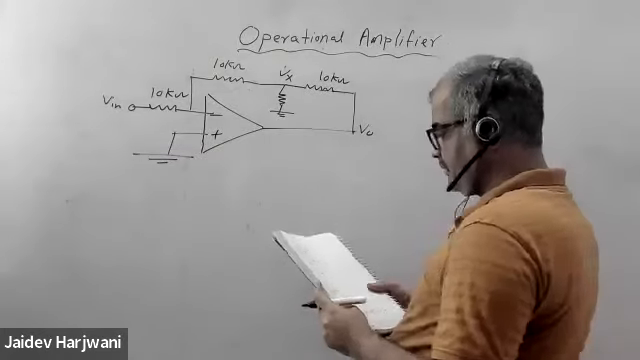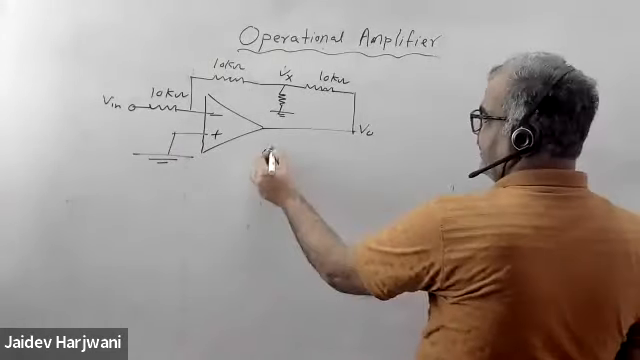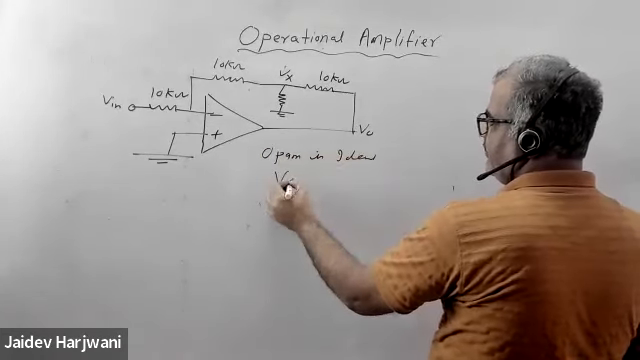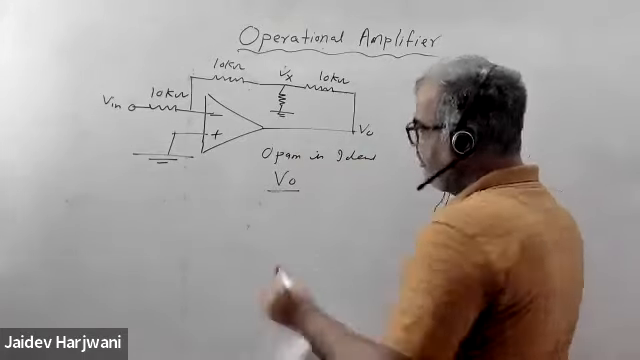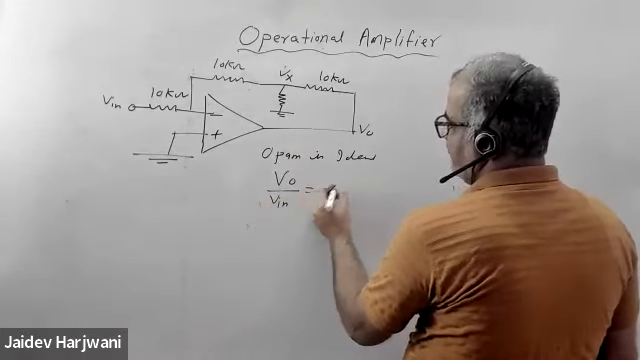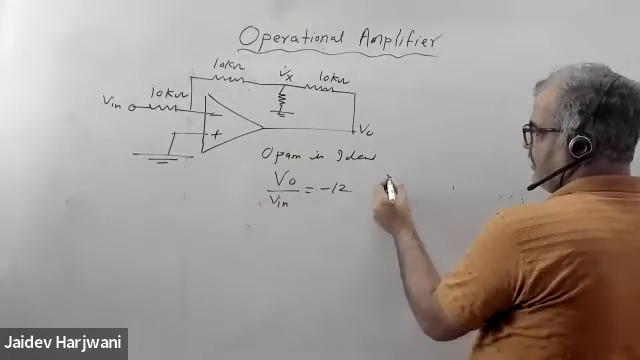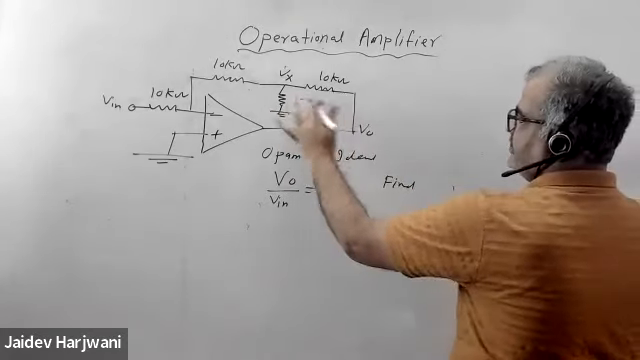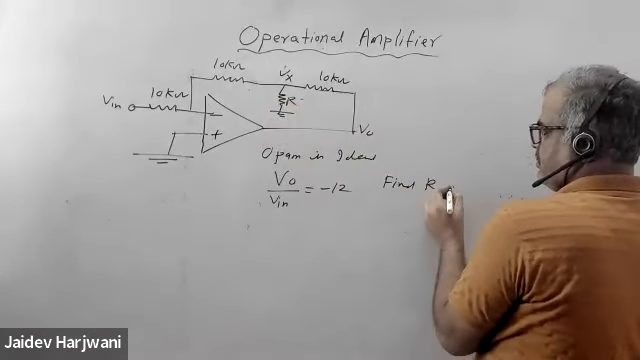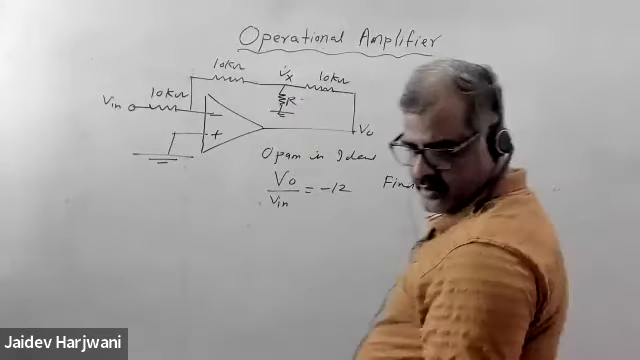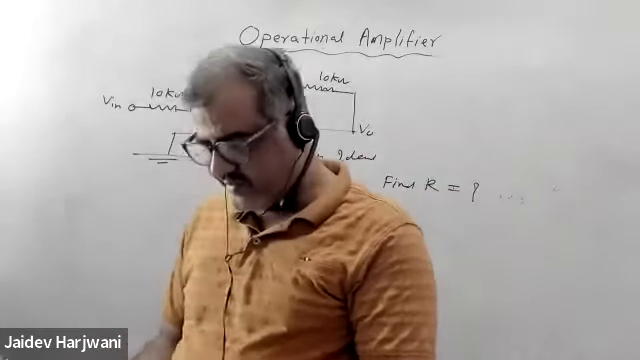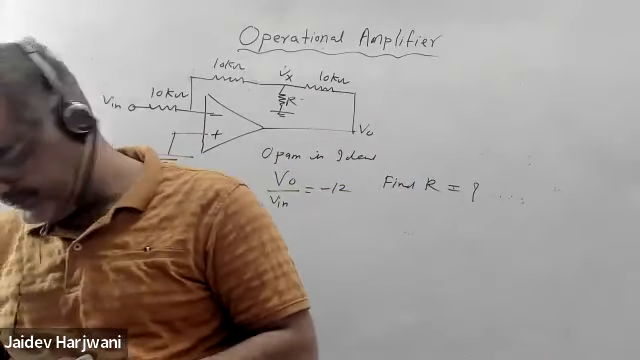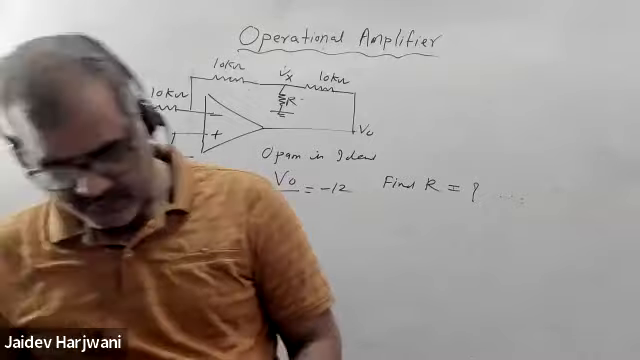Okay, so they say the op amp is ideal, and they have given you V naught upon V input value as minus 12. They say find R. What is the value of R? Find R. Calculate using the same method, the same nodal analysis we have done. Tell me the R value.